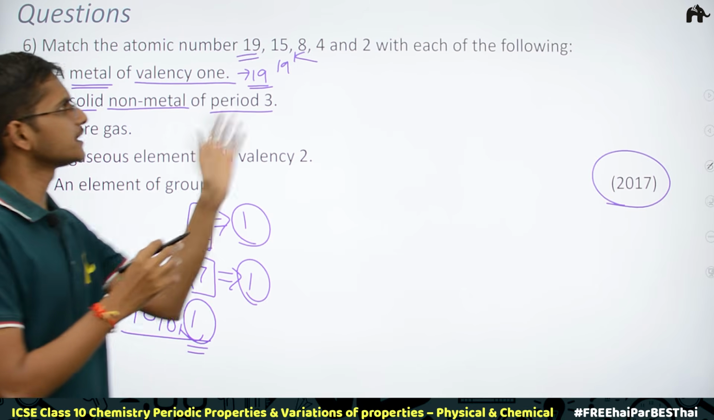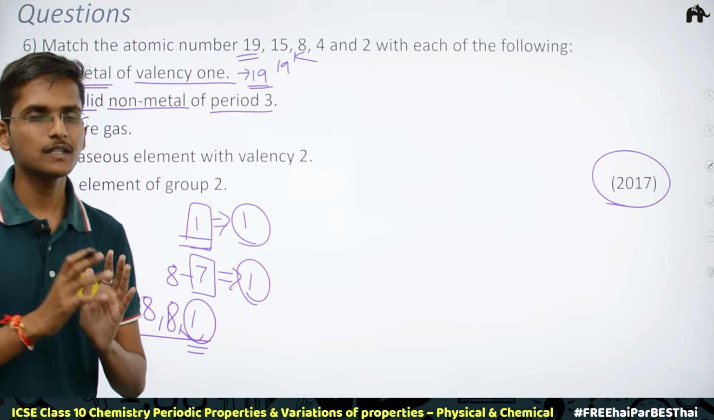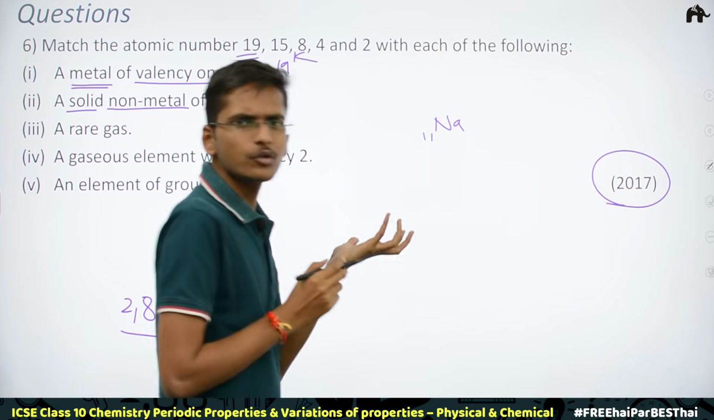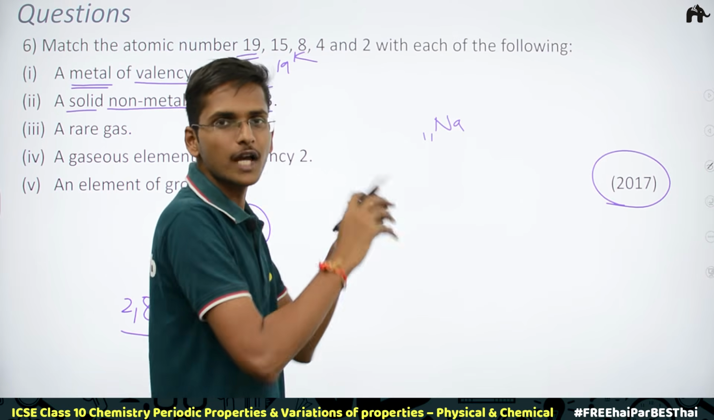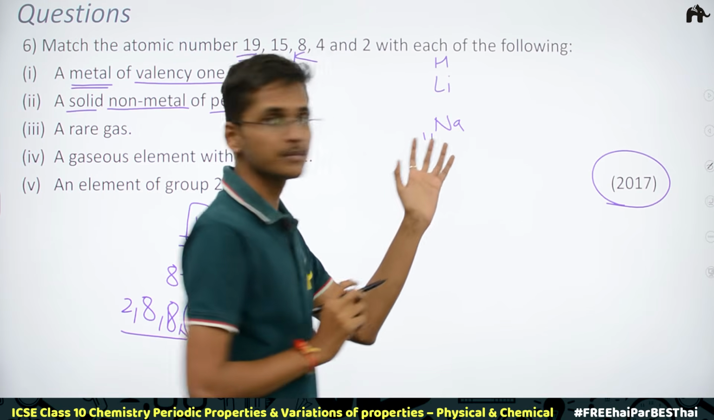Okay, let's start with it. So 15, 8, 4, 2. Now out of this, you can just think logically. Period 3 starts from sodium. How do I know this? I just have knowledge of the periodic table. I'm visualizing it: hydrogen, then lithium, and then sodium. So the third period starts from sodium.